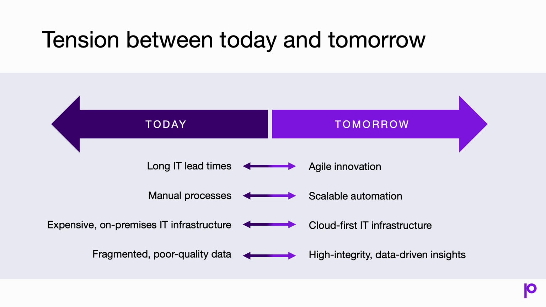You want agile innovation in your IT organization. You want scalable automation across your business teams. You want cloud-first IT infrastructure that takes a lot of that management burden off of your IT organization. And you want to have data that is of the highest quality and integrity so you can get true data-driven insights and you can drive and feed AI engines. So this really is the heart of that CIO's dilemma. It's looking at today, it's looking at tomorrow, and figuring out how we get to the point where we can be highly successful as a business despite all of these challenges.